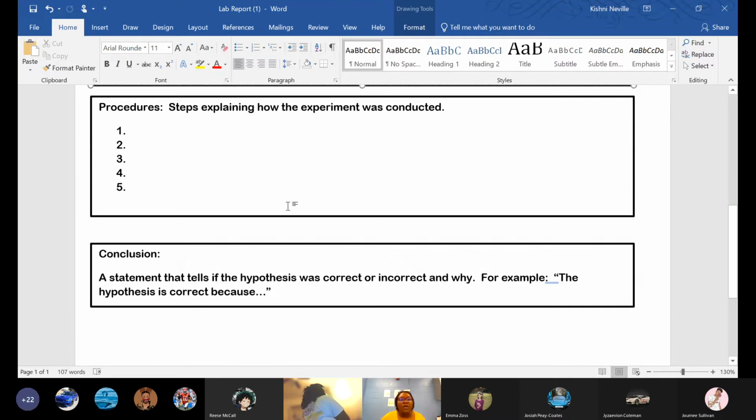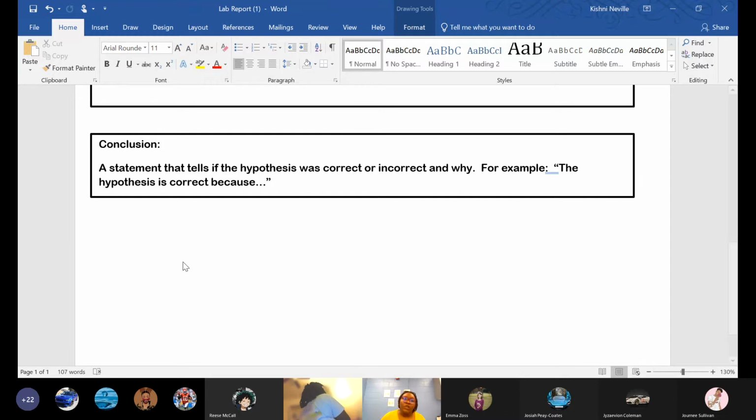The last part of your lab report will be the conclusion. Now, this isn't a conclusion statement like you would write in English, okay, where you tell what happens in the end. It's not that simple. The conclusion tells if your hypothesis was correct or incorrect and why. So, my hypothesis was correct because the magnet did pick up 10 paper clips. My hypothesis was incorrect because the magnet only picked up 7 paper clips. Do you see what I mean?